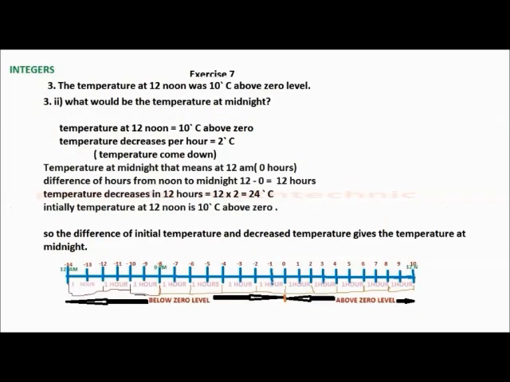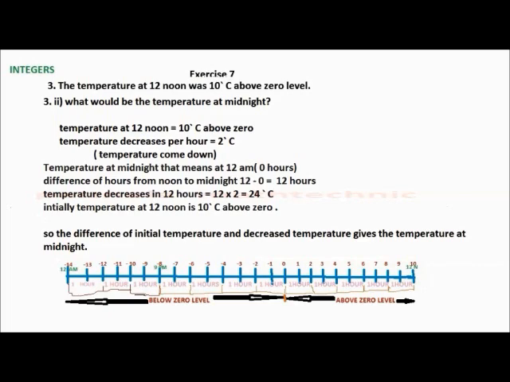The second question, what would be the temperature at midnight? The temperature at 12 noon is 10 degrees centigrade, and the decrease per hour is 2 degrees centigrade. Now the temperature at midnight, that means at 12 am. 12 am means 0 hours. The difference of hours from noon to midnight, 12 minus 0, becomes 12 hours. So the temperature decrease in 12 hours is 12 into 2, because it drops 2 degrees centigrade per hour. So 24 degrees centigrade.